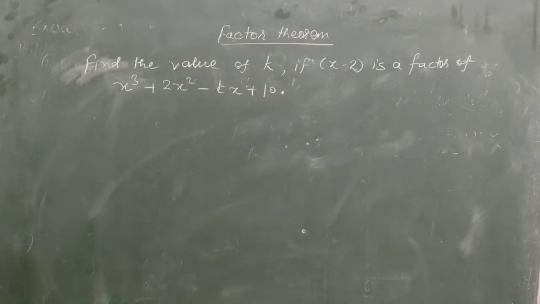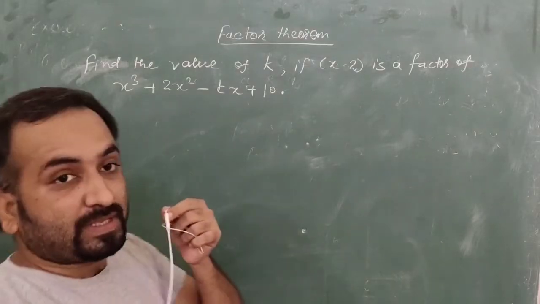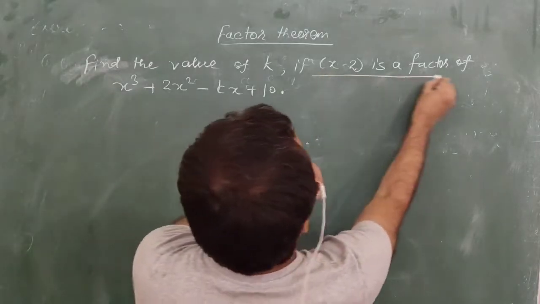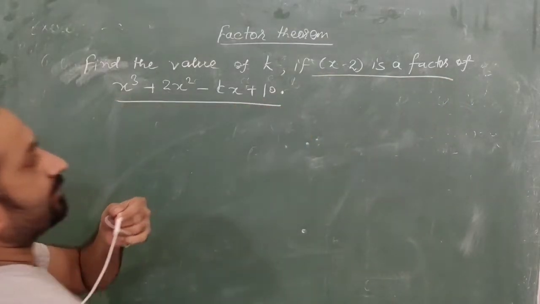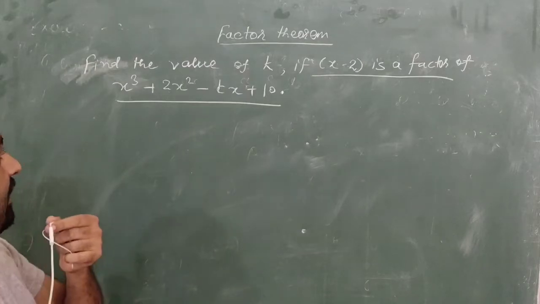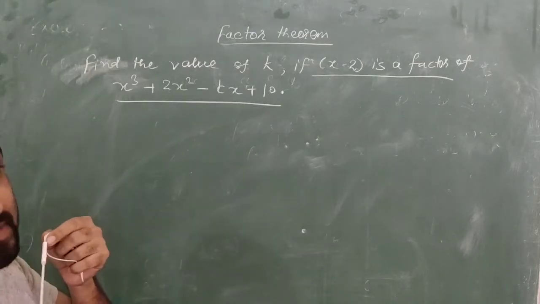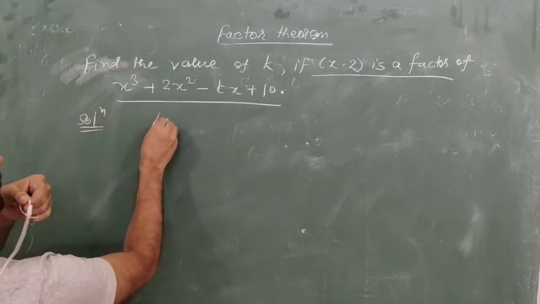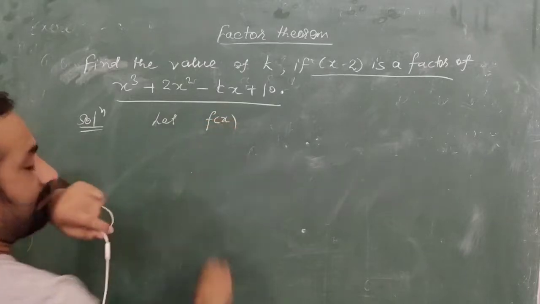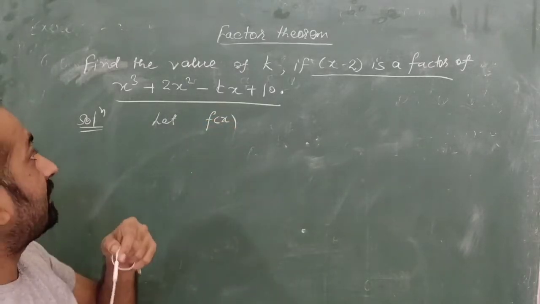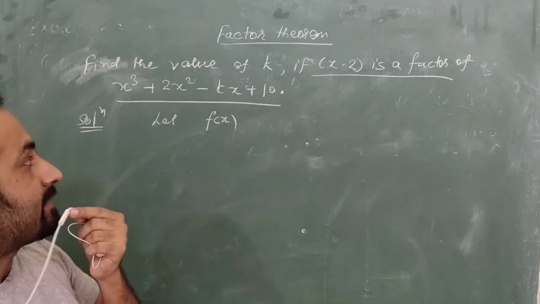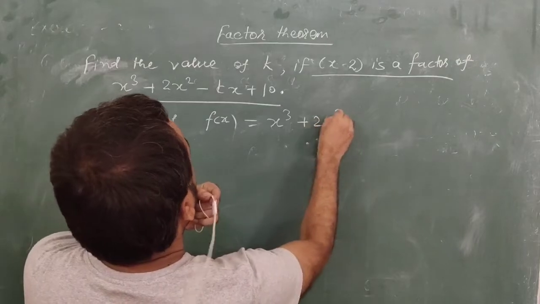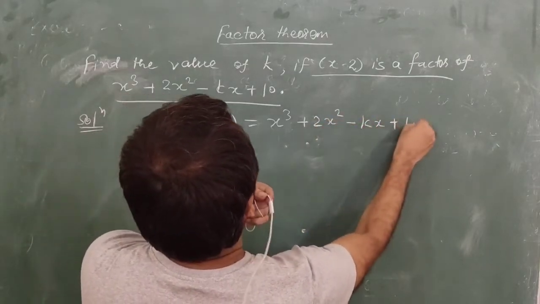So students, I am moving ahead with the question: find the value of k. Here we need to find the value of k, and what is given? If x minus 2 is a factor of this polynomial, which is your f(x), see the solution. Let f(x) be x cube plus 2x square minus kx plus 10.